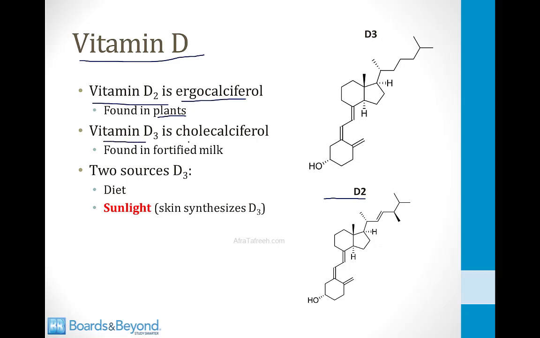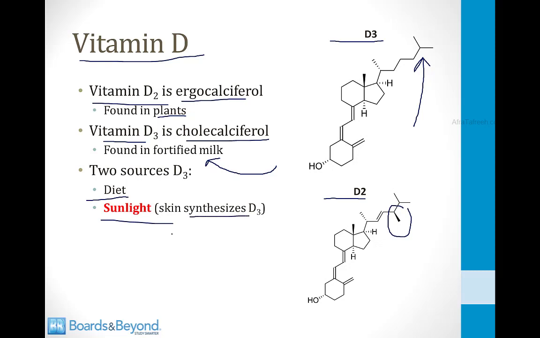Vitamin D3 is called cholecalciferol. This is the structure of D3 on the top of the screen. It looks almost identical to D2, except this one carbon has been removed in vitamin D3 or cholecalciferol. D3 is the more active form of vitamin D. It's the form that is added to fortified milk. It's the form that nutritionists recommend you take as a supplement. And there are two ways you can get vitamin D3, either from the diet or from the sun. Sunlight can be used by the body to synthesize vitamin D3 from cholesterol.